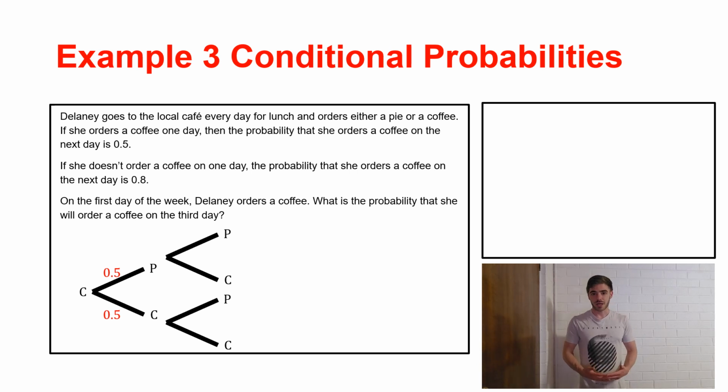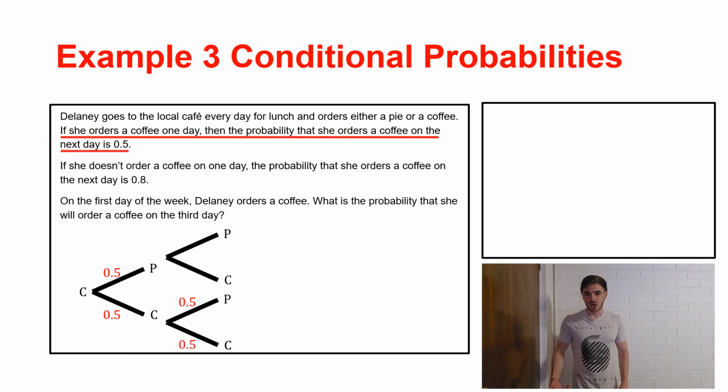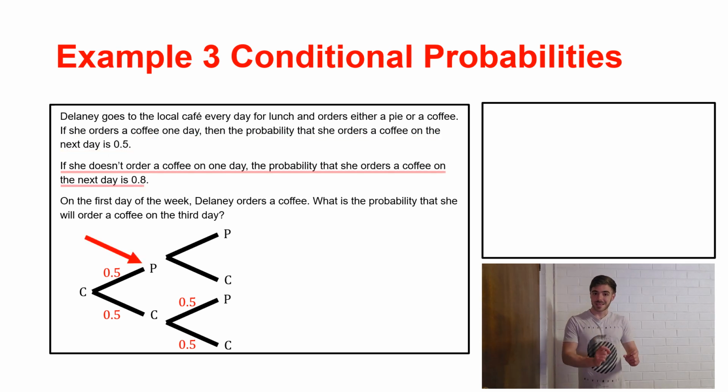Now we have to fill out the final day. The good news here is that if we start with coffee again for that final day, then all we have to do is copy and paste that first set of branches, because once again, it's the exact same scenario. We started with a coffee.